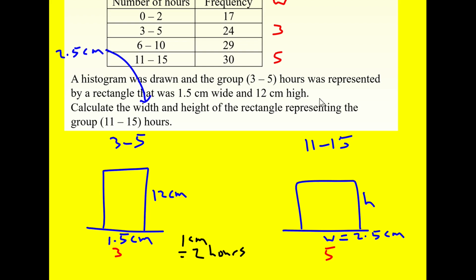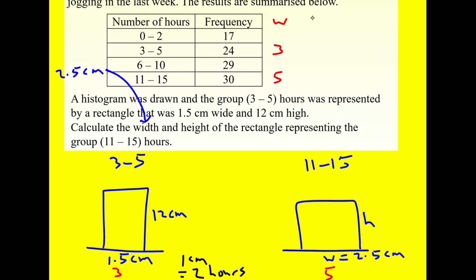Okay, for this I need to use the frequency density, because that's the height that I'm interested in. So the frequency density is 24 divided by 3, which is going to be 8, and 30 divided by 5, which is 6. So I've got 12 centimeters, and that is worth a frequency density of 8, and h centimeters, which is worth 6. So again, what can we do? We can this time work out what 1 centimeter is worth. 1 centimeter is going to be worth 8 over 12.